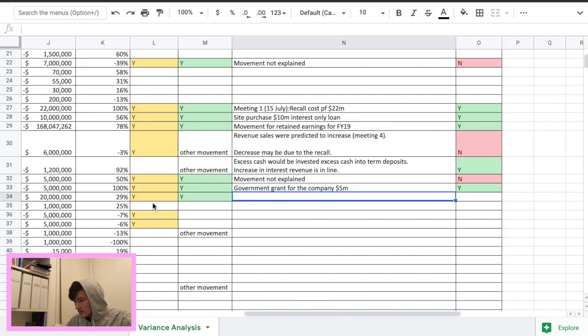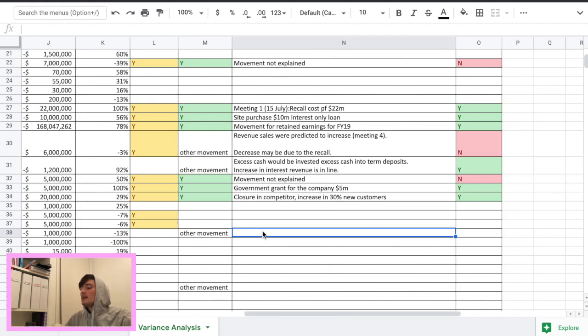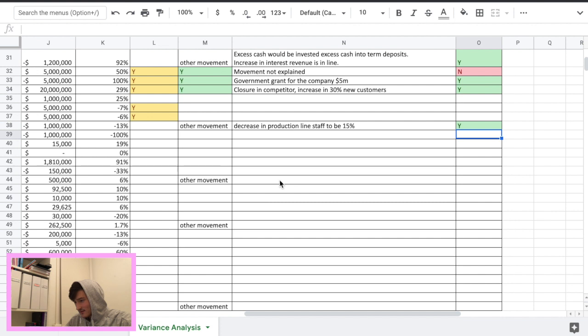Materials purchased. So I think that's the closure of the competitor. Can add that something about the 30%. Increase in 30%, renew customers. I think that was the rough prediction. Other movement, minus 13. So production labor. So they basically cut a bunch of their workers by roughly 15%. They were relocating them. Not quite, not just a simple decrease in headcount.